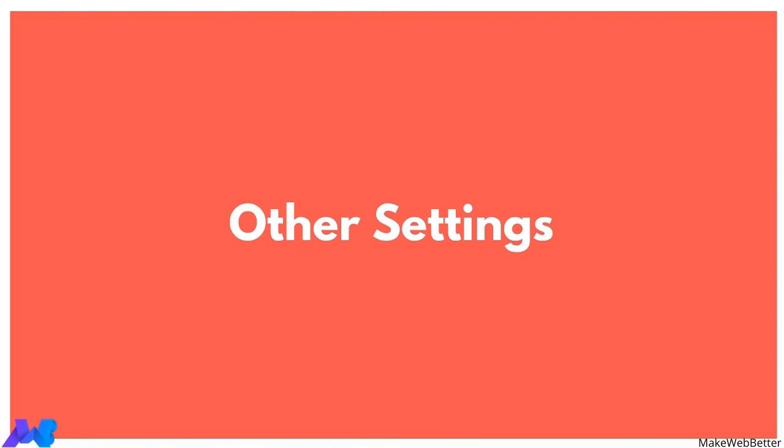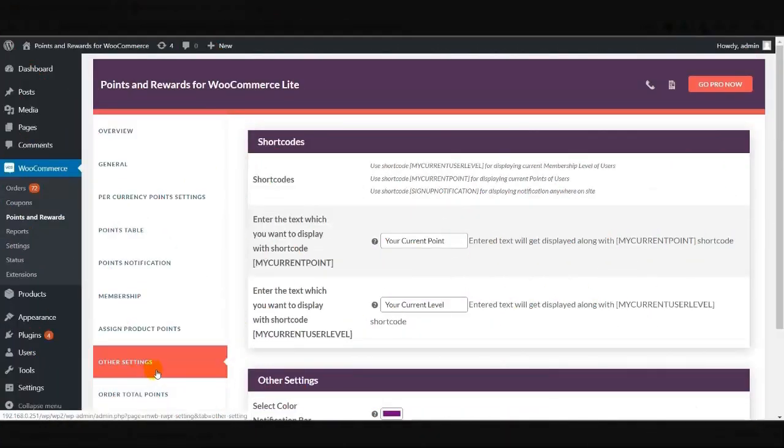Guys, let us discuss the settings, which is other settings. And let me show you what are the various interesting settings that you can do under this tab. So short codes. These are the various short codes that you can use wherever you want. This is the shortcode for displaying current membership level of users. This is for displaying current points of users. And next is sign up notification, that is used for displaying notification anywhere on the website. From here you can enter the text that you want to display with the shortcode. So let's say you can set it as your current points or whatever as per your requirements and the needs that you have.